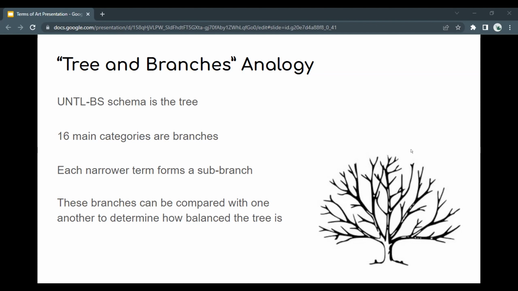The 16 main categories were the main branches, and each of these branches was subdivided into further sub-branches according to the various narrower terms that had been created underneath it. So each branch could therefore be longer based on the number of narrower terms it had under it, and wider the more times it gets used in the portal records. And so the relative size of the branches would therefore be compared to determine how balanced the tree as a whole is.